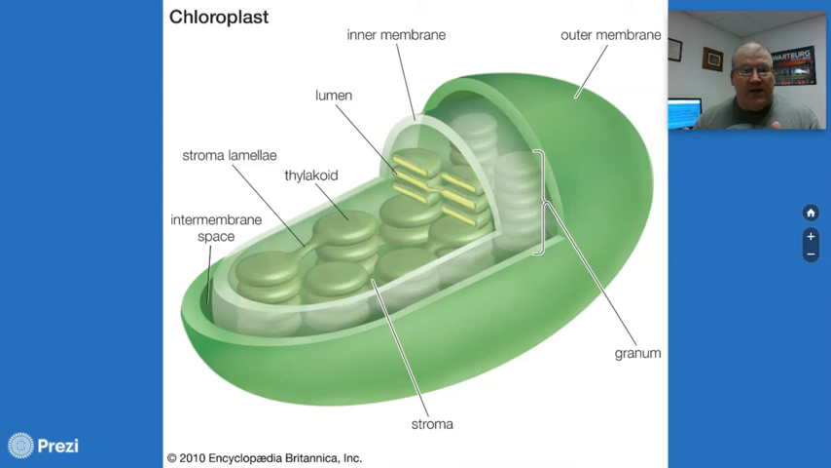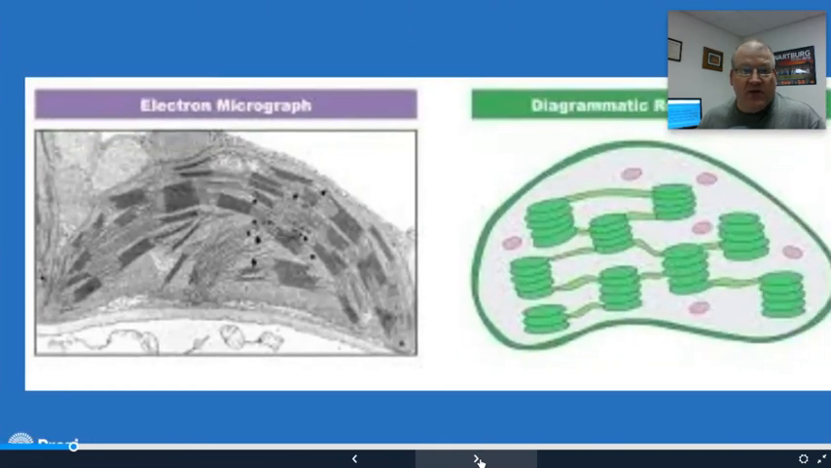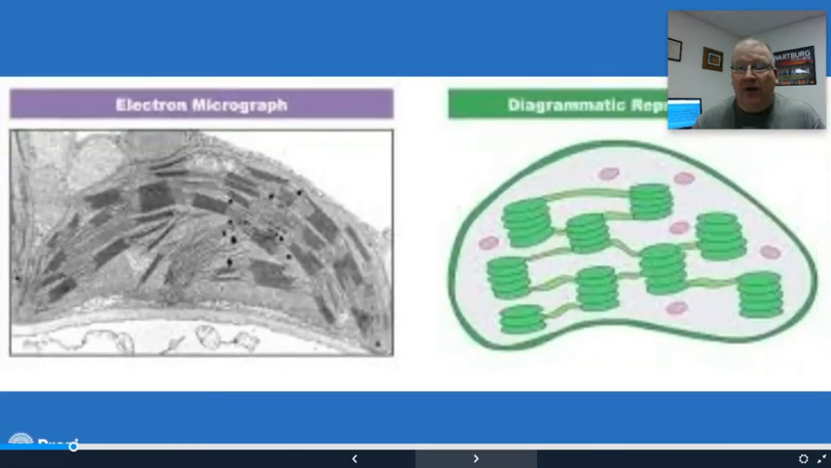Double membrane, but instead of a folded inner membrane, we have a series of stacked sacs that are flattened and pressed one on top of the other. Remember, when Mother Nature needs a lot of space in a small place, she's going to fold it, twist it, stack it, and she's done that here. The chloroplast is the photosynthetic organelle. It has the photosynthetic chemical called chlorophyll and some other chemicals we're going to get into at a later time.